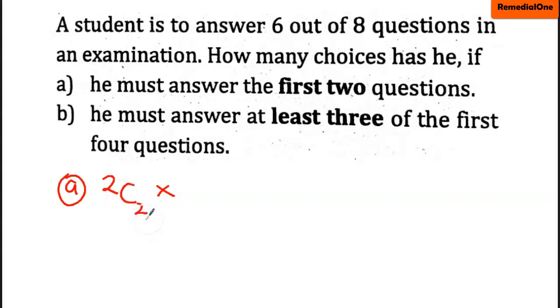Now because we have to answer 6 questions, if you choose the first 2, we still have 6 questions because we have already chosen 2. So you are going to have 6 combination 4. Now 2 combination 2 is 1, times 6 combination 4, which is 15. So the student has in all 15 choices.